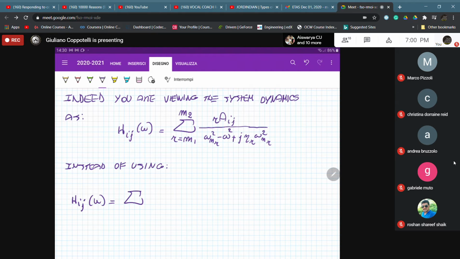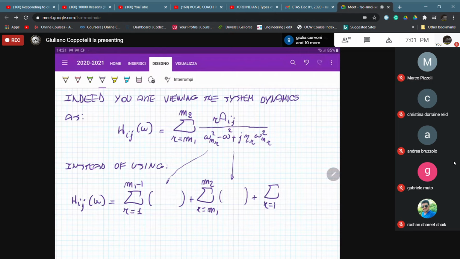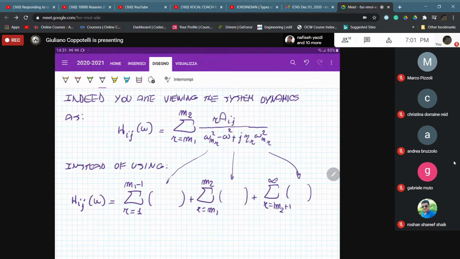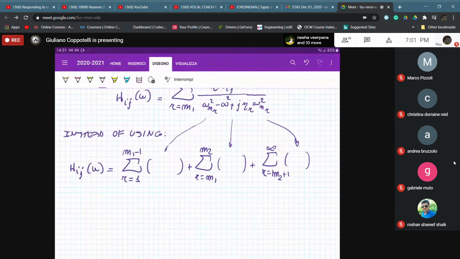This is the summation from r that goes from 1 to M1 minus 1, okay, of everything. Okay, I'm not writing that. Plus the summation from r that goes from M1 to M2. Everything is the same. Plus the last contribution, r that goes from M2 plus 1 to infinity, okay, of the whole contribution. Okay, we already discussed these three contributions.